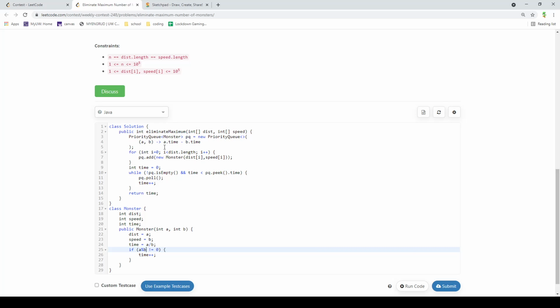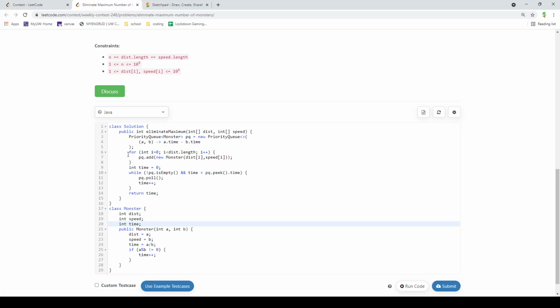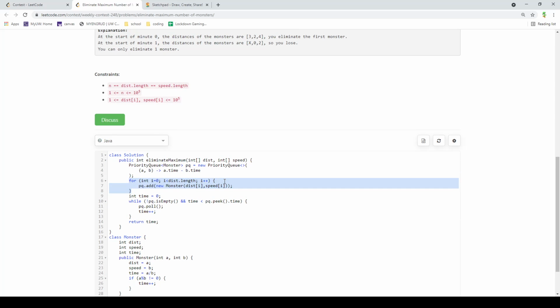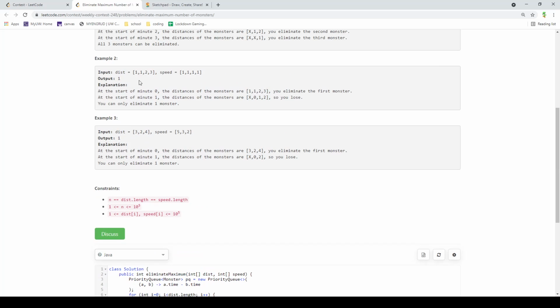So we'll just have a priority queue that sorts these monsters based on their time. So the faster monsters are first in the priority queue. Yeah, and we will just create a new monster for every monster that we have by looping through the array. And then we will have a time. This represents the number of minutes that have passed. So at first it is minute 0, as you can see from the test cases.